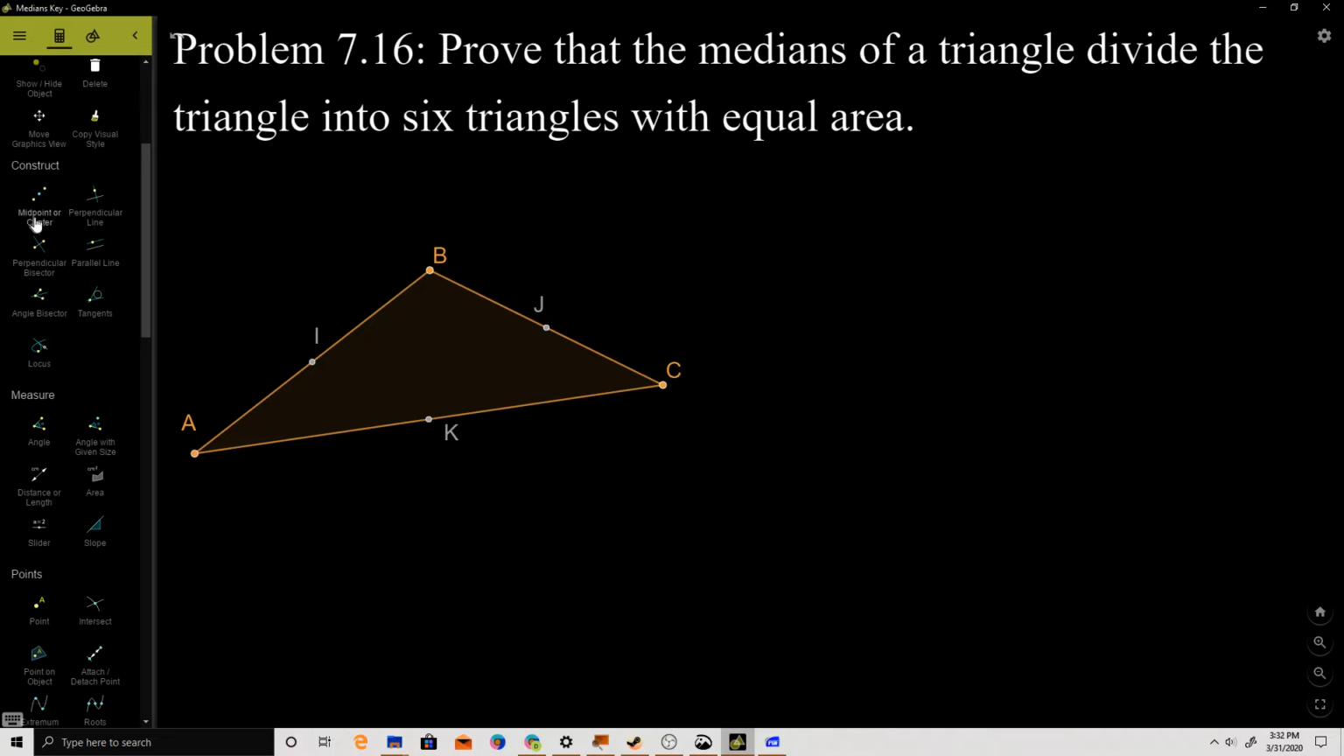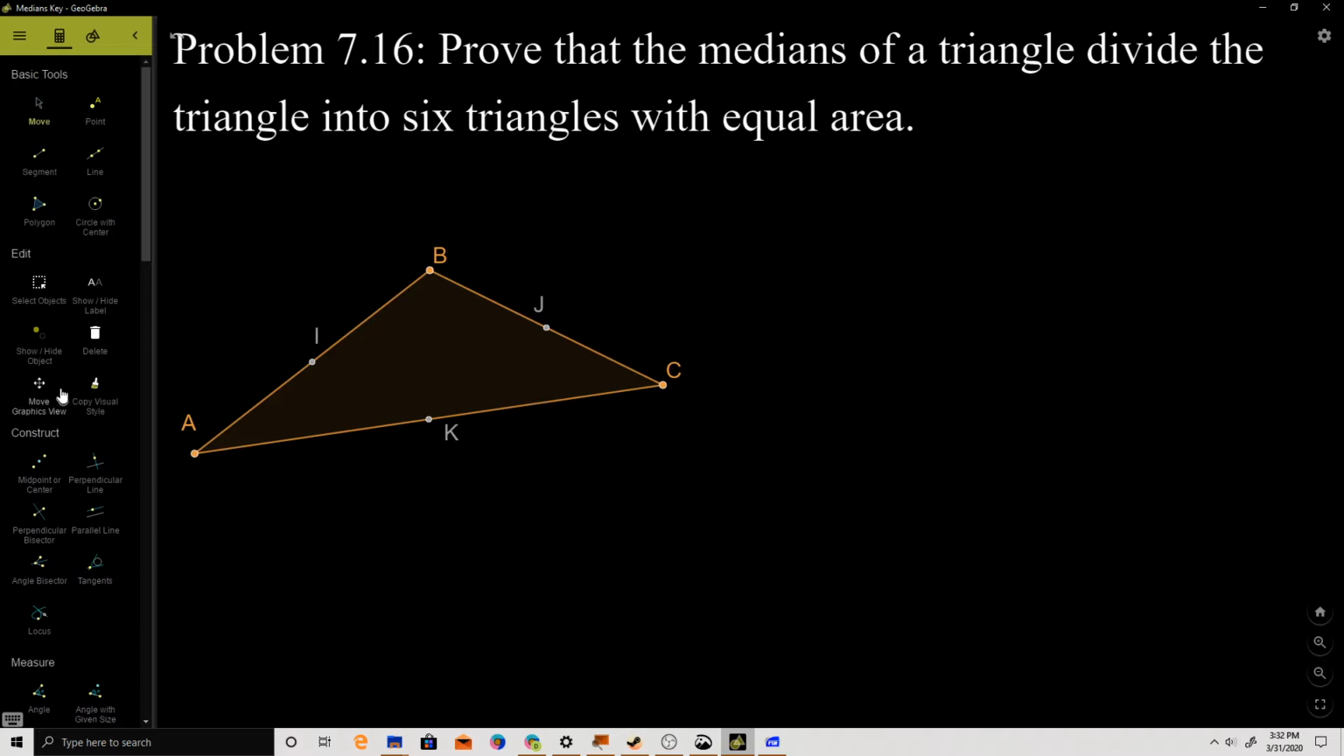Now we just have to draw the medians. So I'm going to take the segment tool, draw my segment from A to J, from B to K, and from C to I. And notice they're all meeting at this point, right in the middle, which we will not call L because it's the centroid. We will call it G. Now we have our basic diagram.